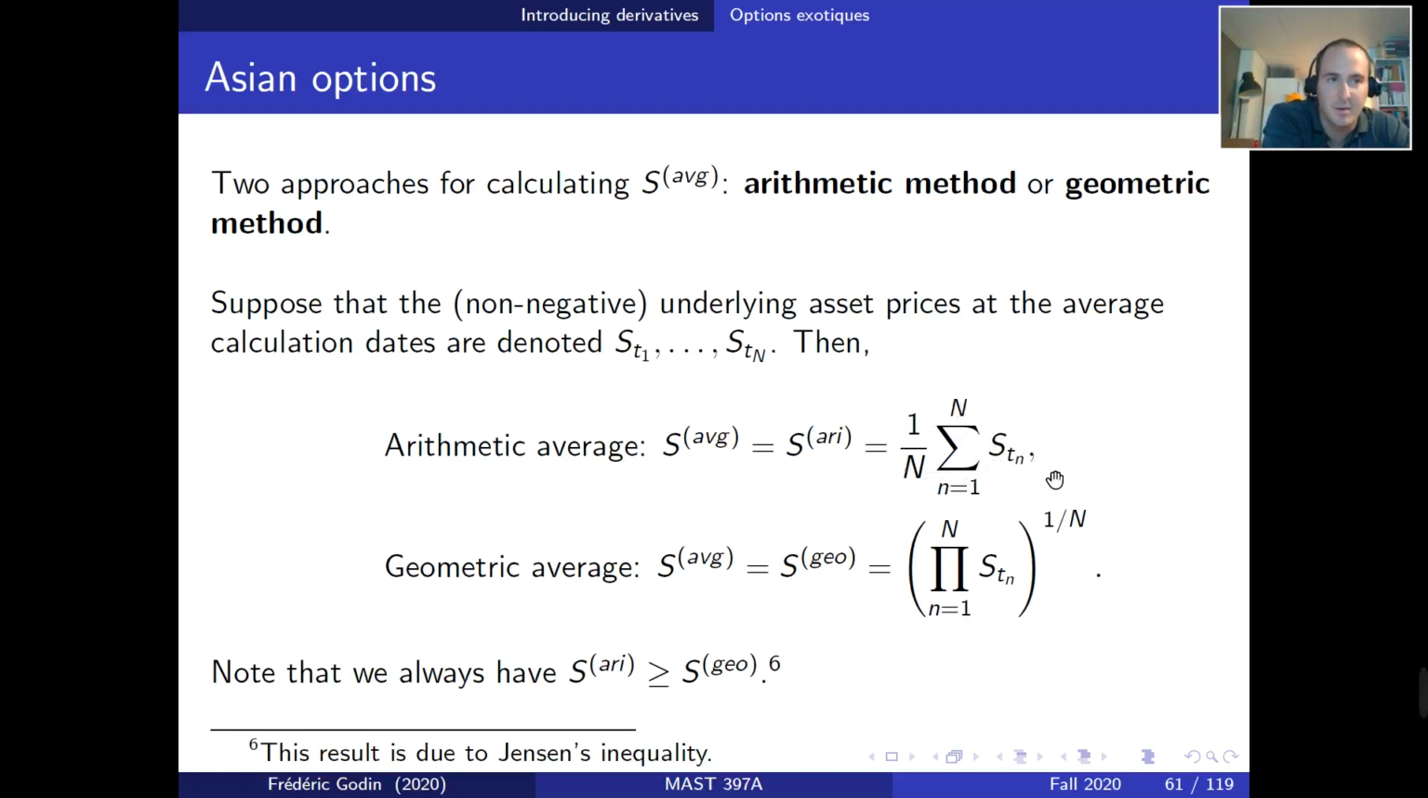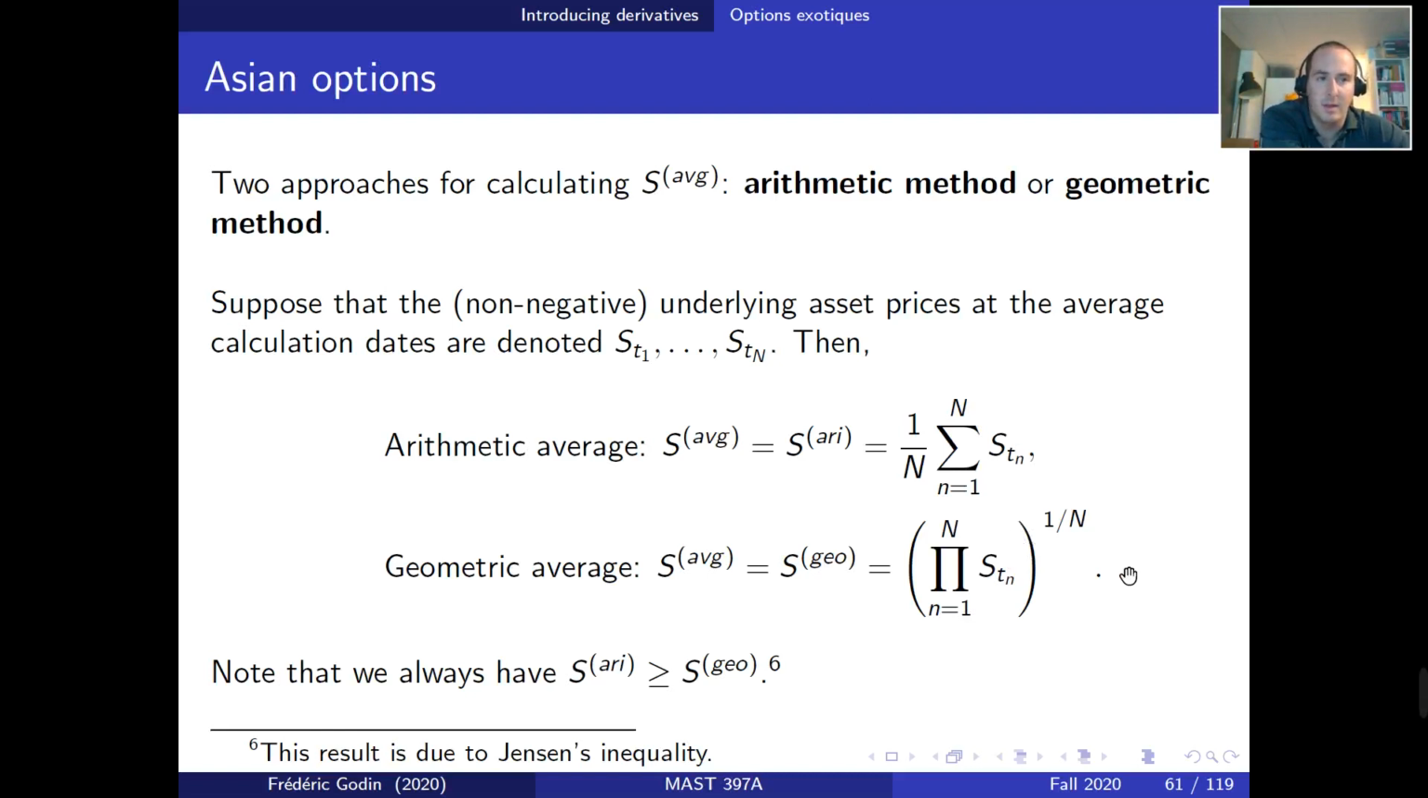Okay, so this is the regular average we're used to calculating, but there's also what we call a geometric average. In that case, the geometric average would be equal to the product, instead of the sum, of the prices at each date, and you take the capital N root. So this to the power 1 over N, so it's the Nth root of this product. Okay, so in the contract, if you want to use the geometric average instead of the arithmetic average to compute the average, it would be specified.